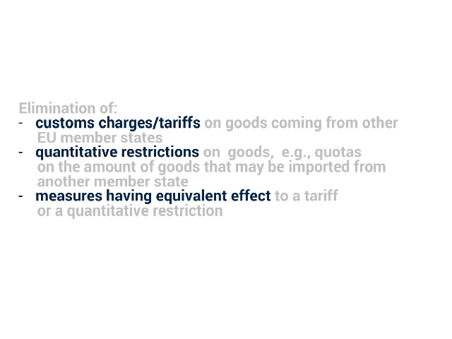Article 36 allows member states to restrict the right of free movement of goods where the restriction is justified on grounds of public policy or public security, etc.